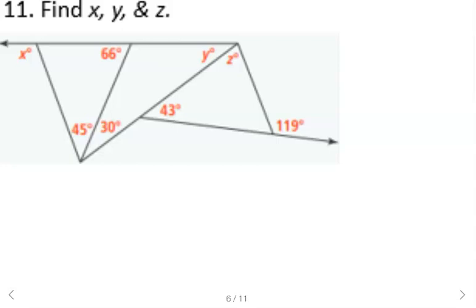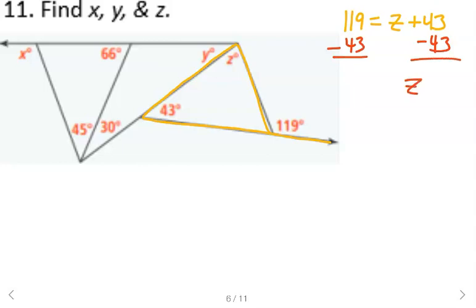Number 11, we've got an external angle in this triangle, so that's equal to the two remote interior angles. So 119 is equal to z plus 43. Subtract 43 from each side. And so z is equal to 76.